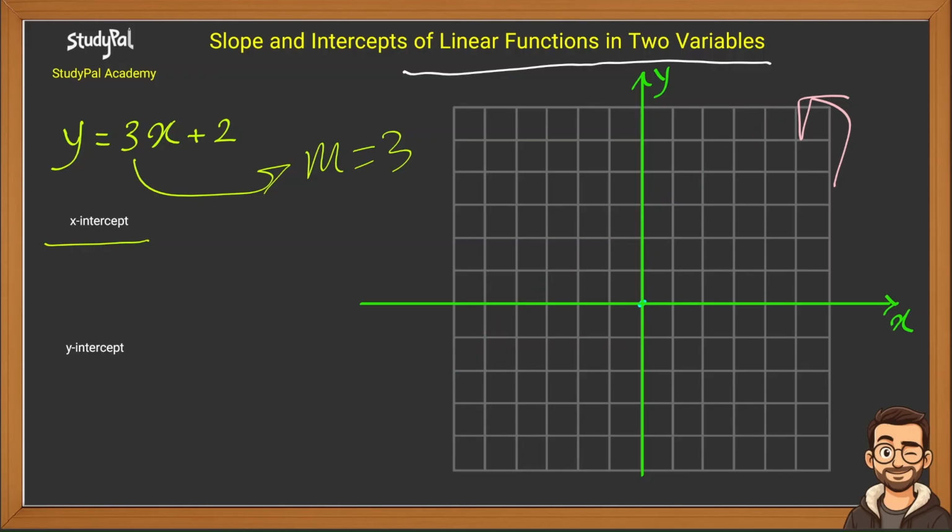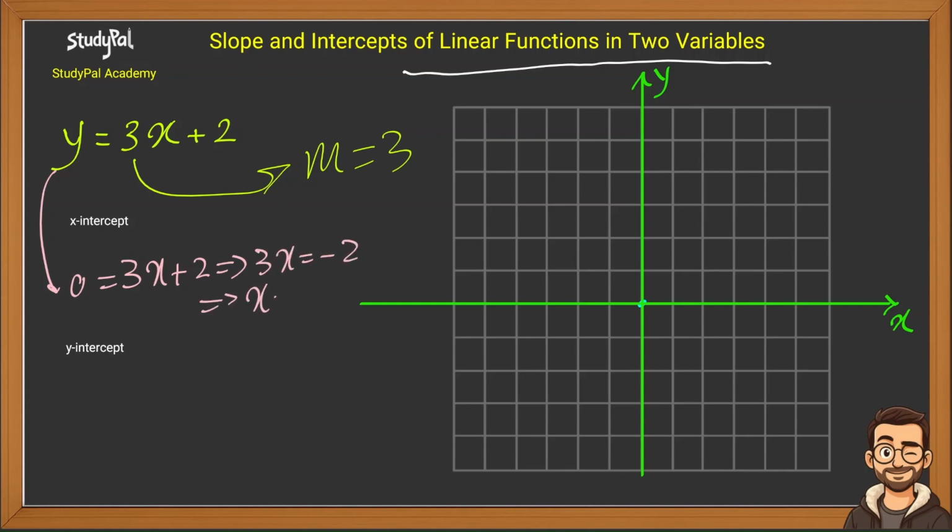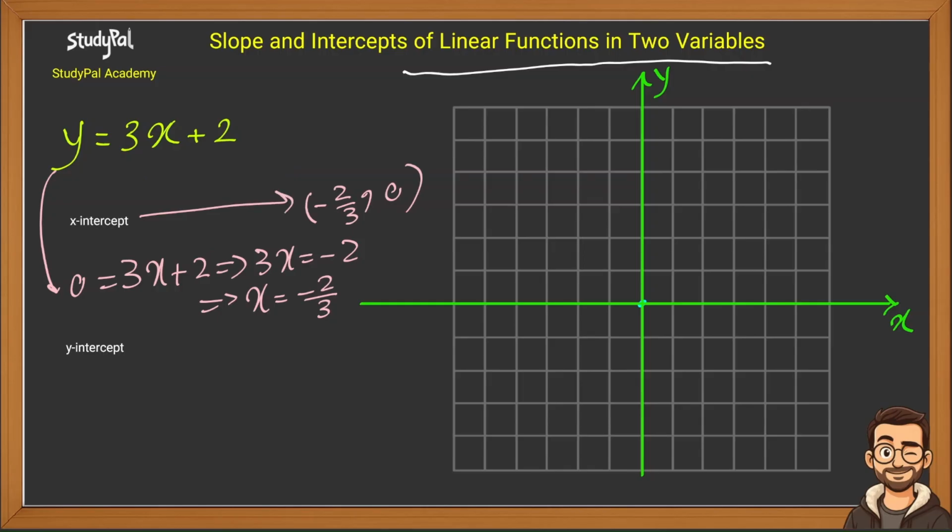So now, let's do it. Let's set y equals 0. Here we have 0 equals 3x plus 2. This is a linear equation for x, and we can simply solve it. 3x equals minus 2, and then x is simply minus 2 over 3. So the first coordinate that we have is minus 2 over 3 for x and 0 for y. This is the x-intercept coordinate.